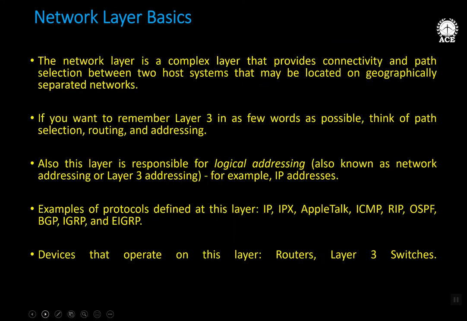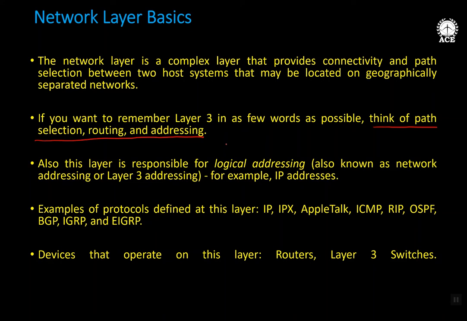So the network layer is a complex layer that provides connectivity and path selection between two host systems that may be located on geographically separated networks. Just now I told you, one may be in India, another may be in Germany. So if you want to remember layer 3 in as few words as possible, think of paths. These are the important issues of the network layer: path selection, routing, and addressing.